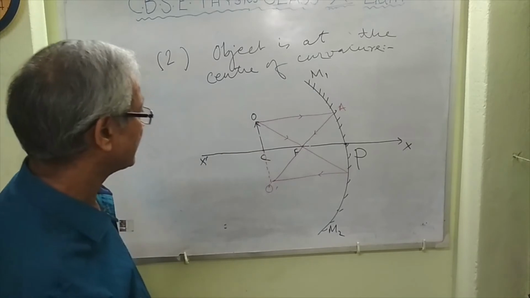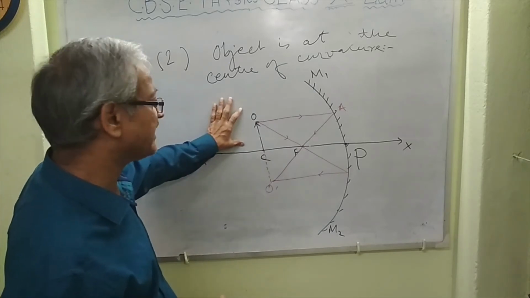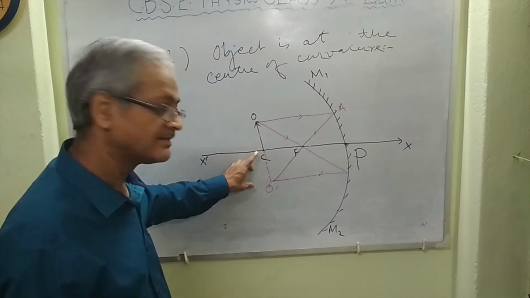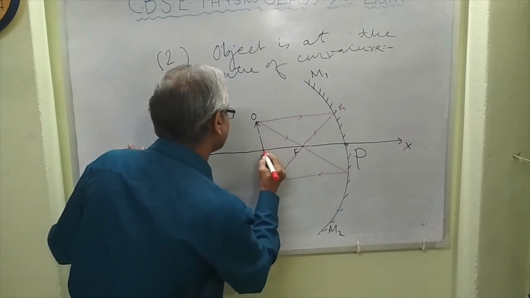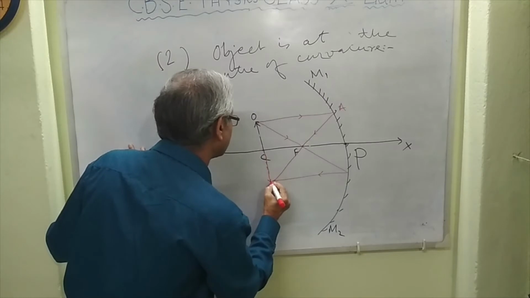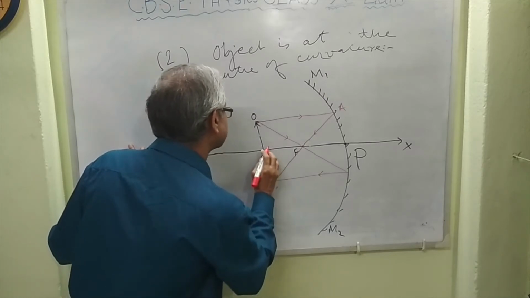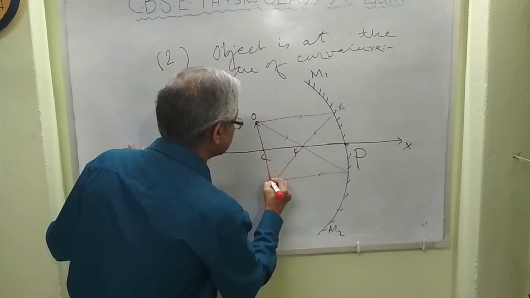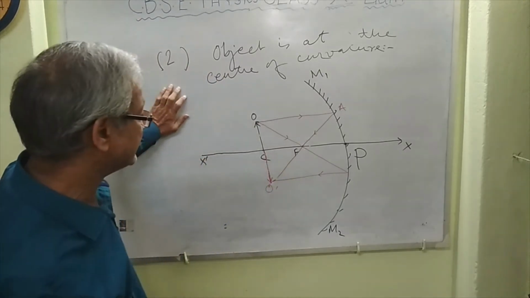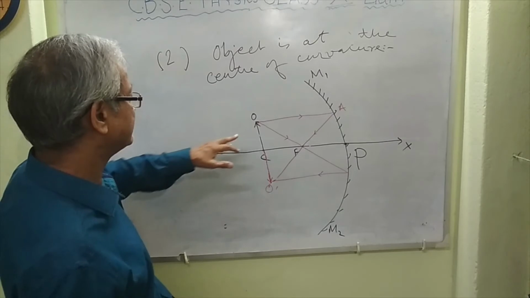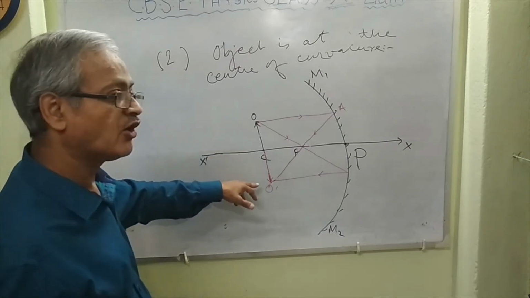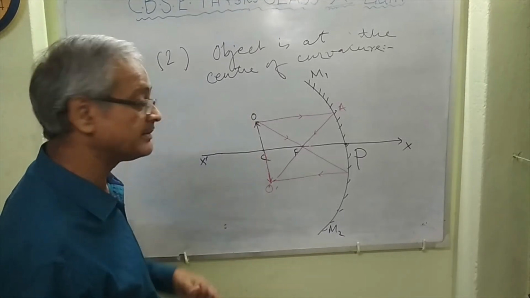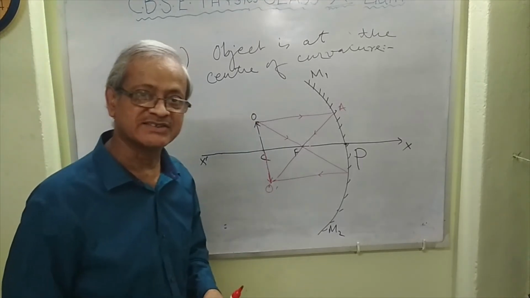Here you see that the image is formed at the center of curvature. It is real and the same size as the object. That is magnification 1. Write notes in your exercise book.